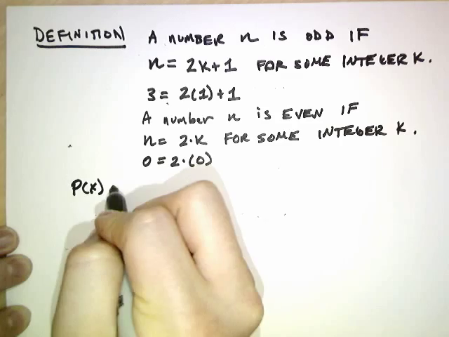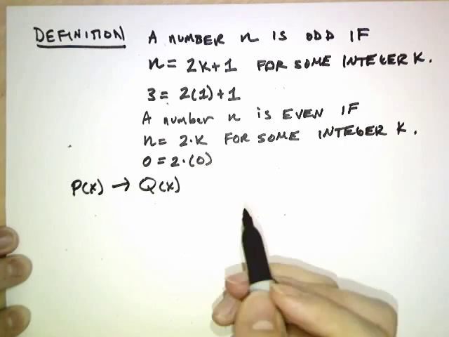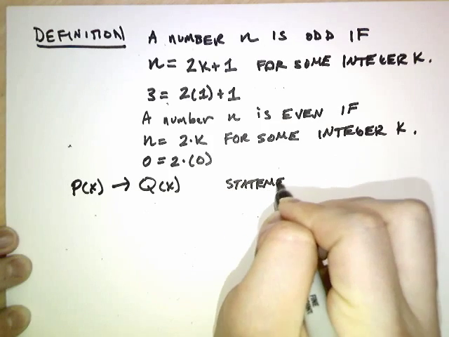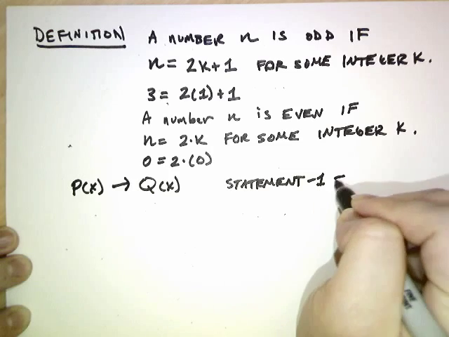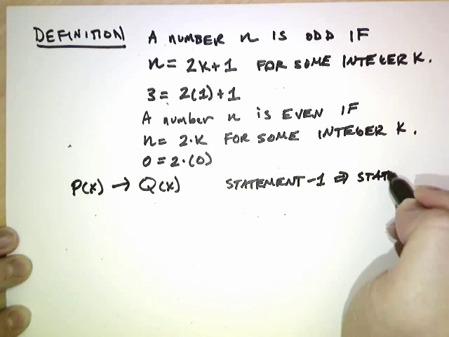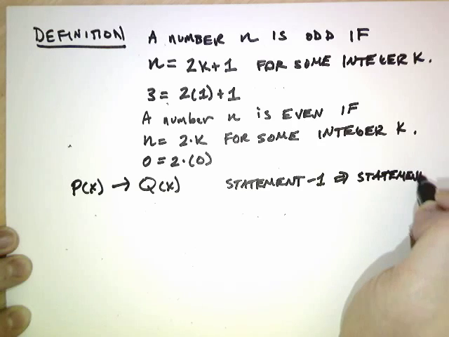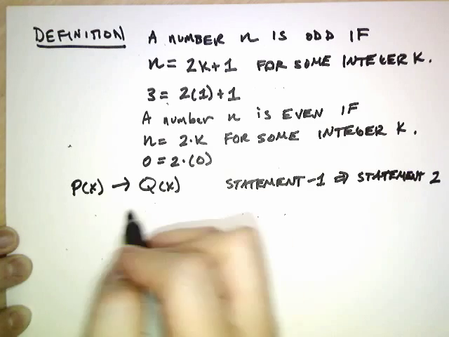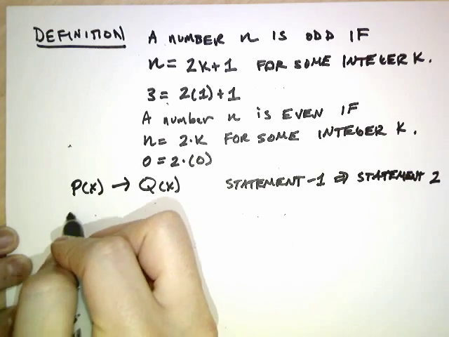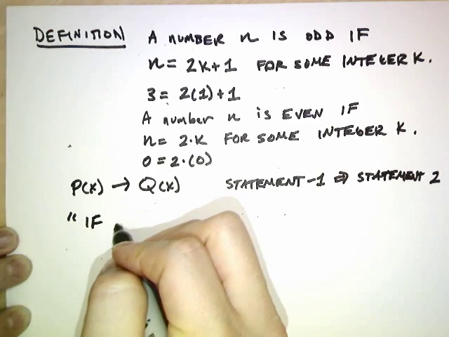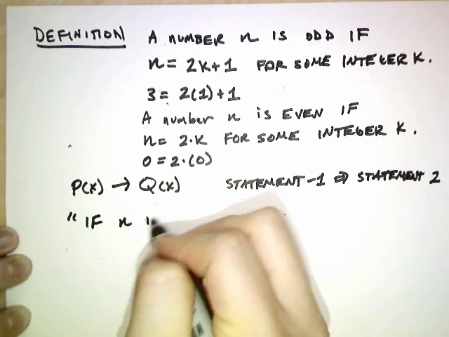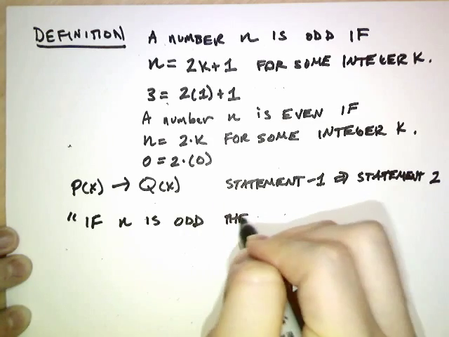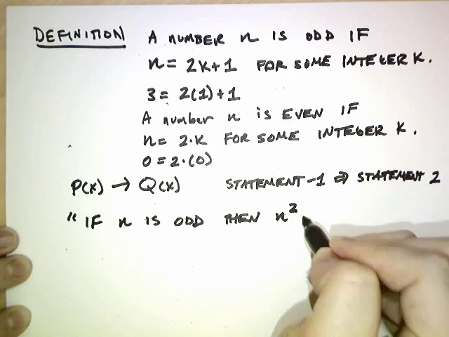p of x implies q of x, or more generally, statement 1 implies statement 2. Okay, so what we'd like to prove here is the following statement. If n is odd, then n squared is odd.